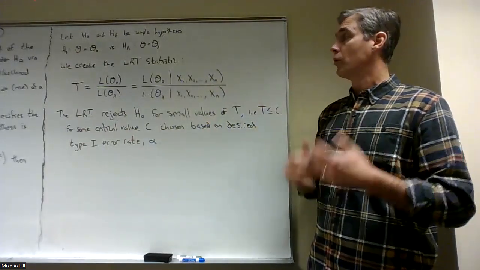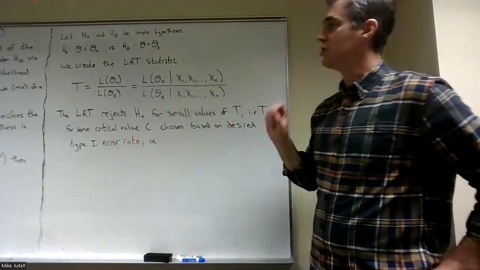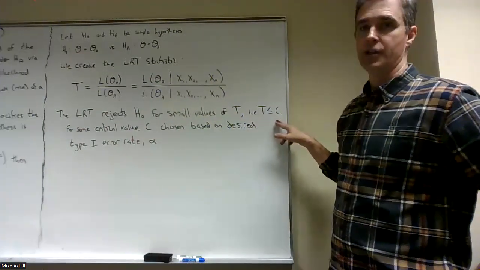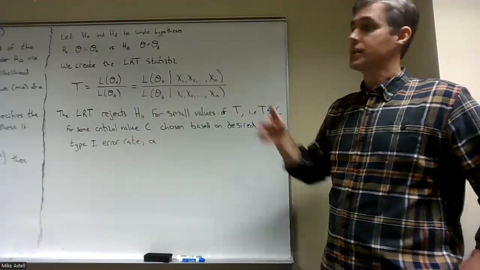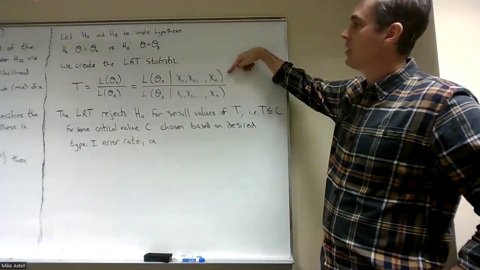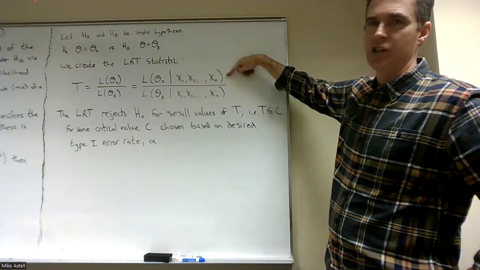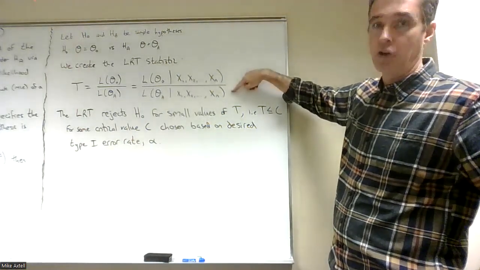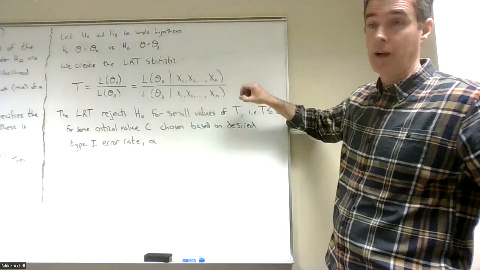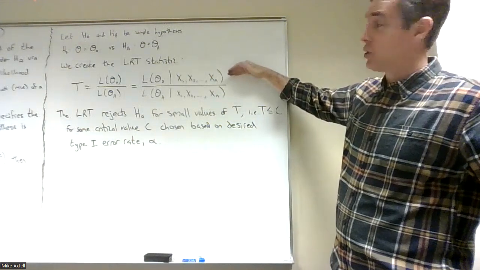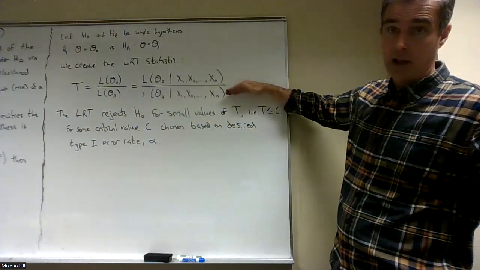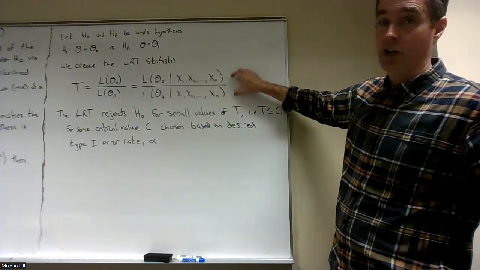Well, then the likelihood ratio test rejects the null hypothesis if this ratio, this t, is small, less than or equal to c. That should make sense. If it turns out that H sub 0 is false, the likelihood of the null hypothesis should be much smaller than the likelihood of the alternate hypothesis, and thus this fraction should be small. If the null hypothesis is true, we would hope the likelihood function of theta 0 is large compared to the likelihood of the alternate hypothesis, and thus this fraction would be large.